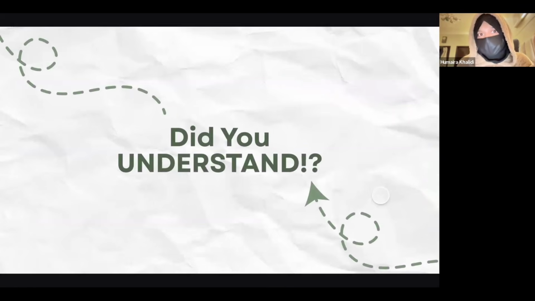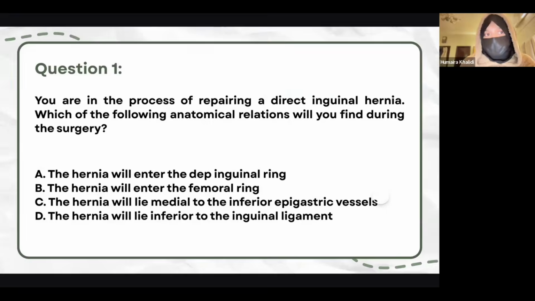Again, do you understand, you guys? You are in the process of preparing a direct inguinal hernia. Which of the following anatomical relations will you find during the surgery? Direct inguinal hernia happens in, okay, 3, 2, 1. The direct inguinal hernia is going to happen in older patients. It is not congenital, it is direct or acquired. So, is it going to pass through the inguinal ring? No, it's not going to pass through the inguinal ring. It's going to pass through the Hesselbach triangle.